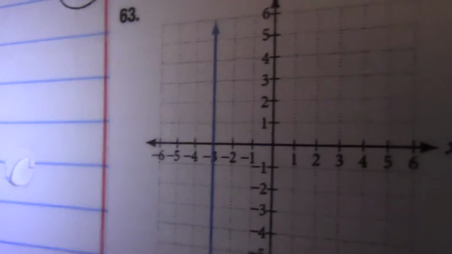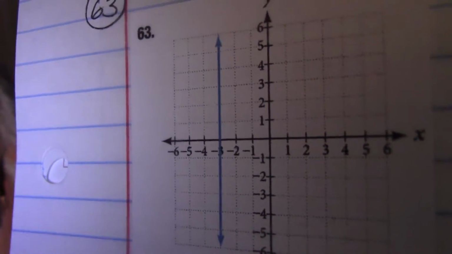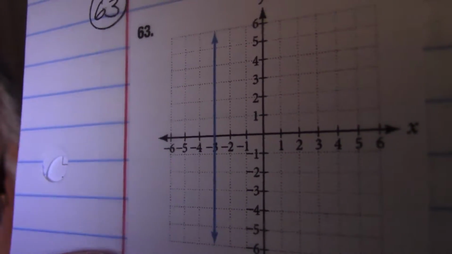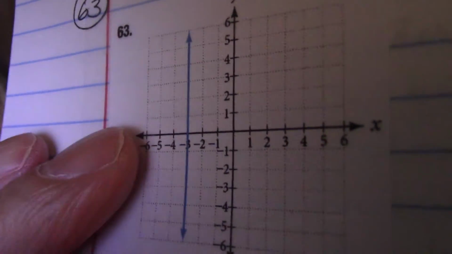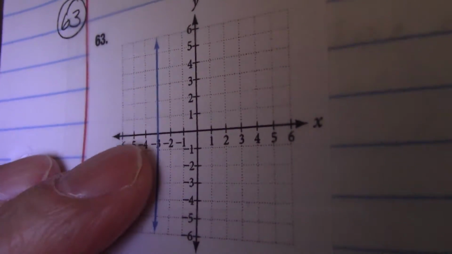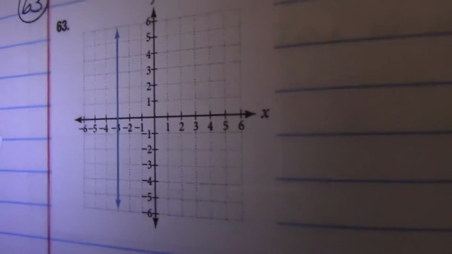Number 63. We have the graph here. It's a vertical line. Suggests an equation x equals some constant, and that constant would be negative 3. x equals negative 3 right there. So that's the equation. x equals negative 3.